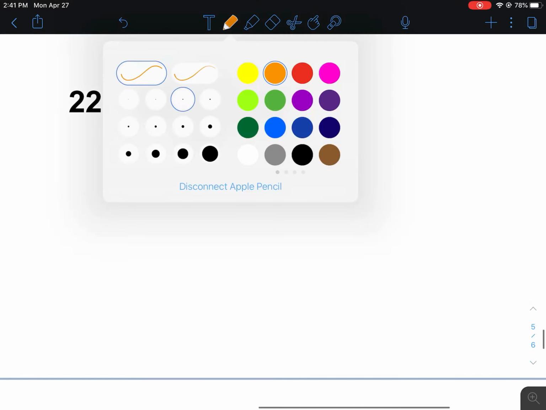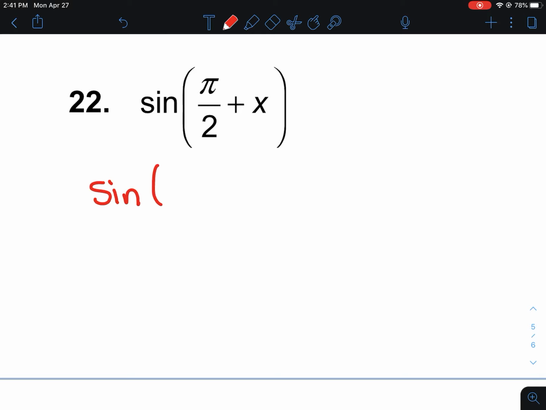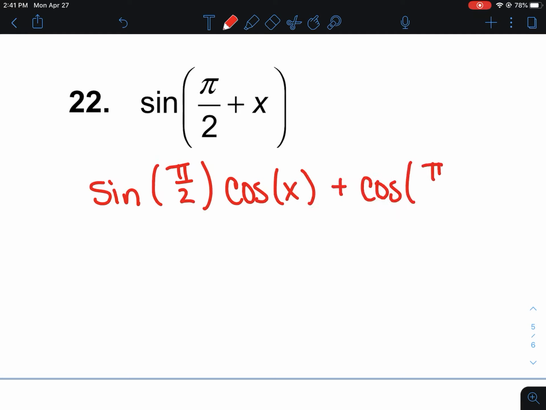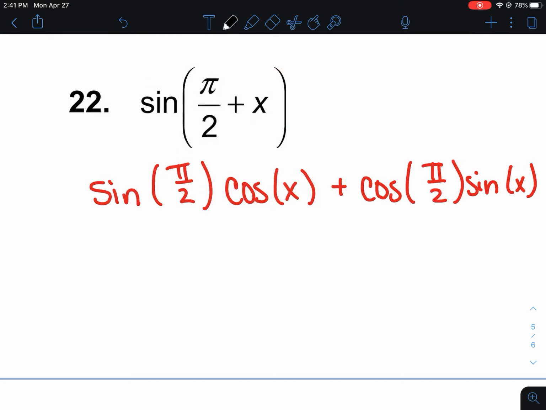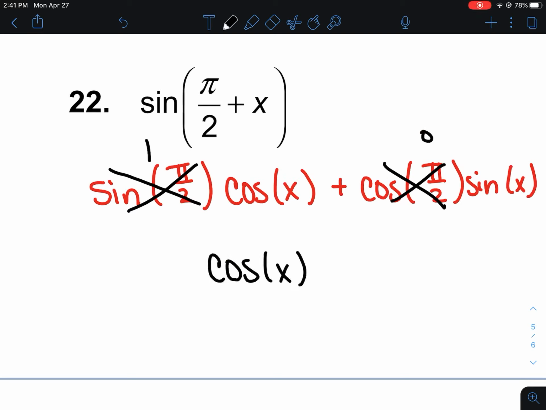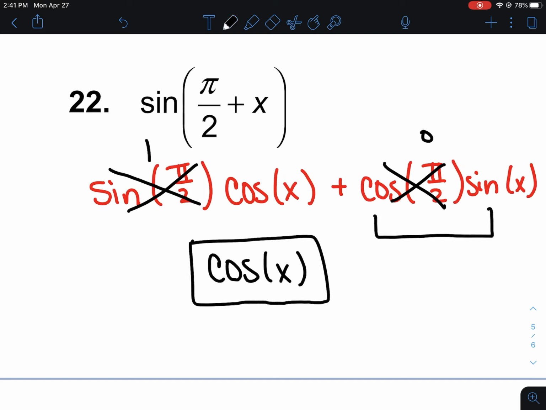All right, and then number 21. We have sine of pi over 2 cosine x, keep the sign the same, cosine pi over 2, and sine of x. I'm going to look at what I can actually simplify, which is sine of pi over 2. That is just 1. Cosine of pi over 2 is 0. 1 times cosine is just cosine x. Plus 0, I don't need to write that. This whole thing becomes 0.